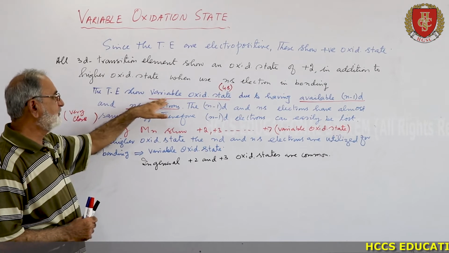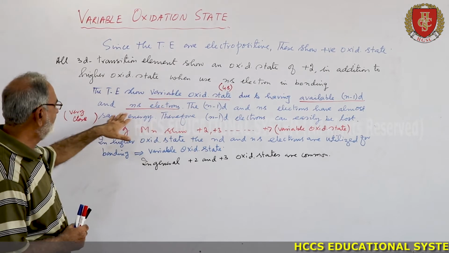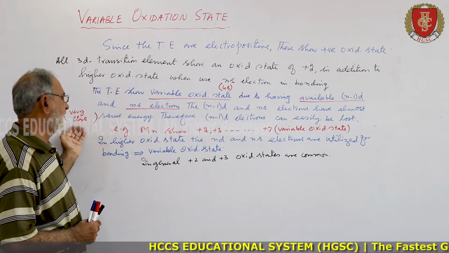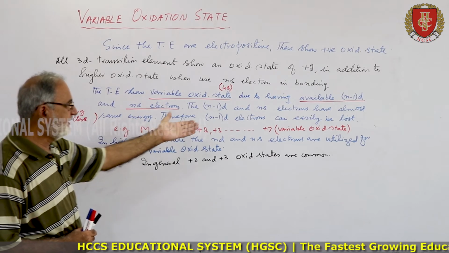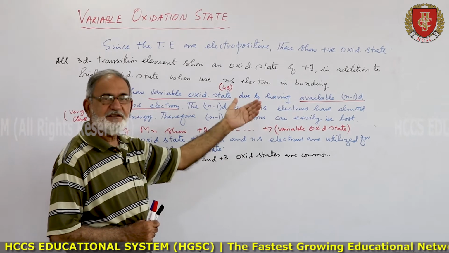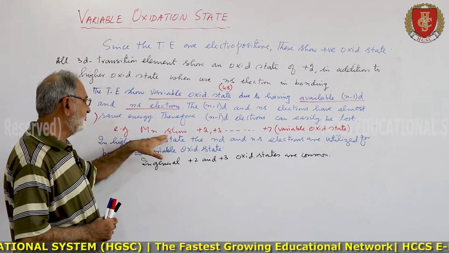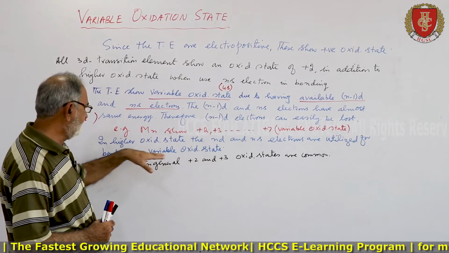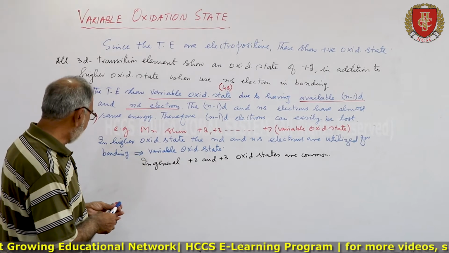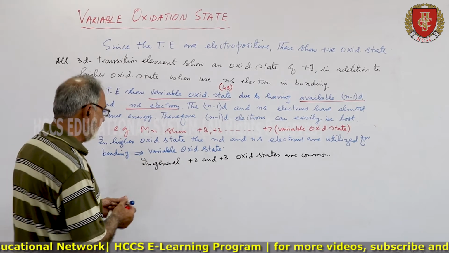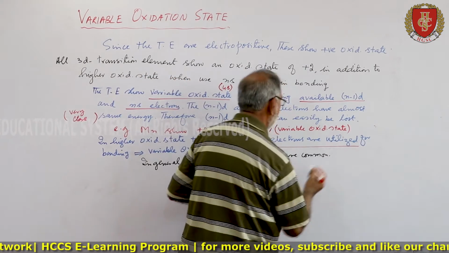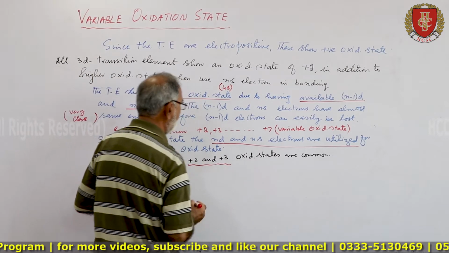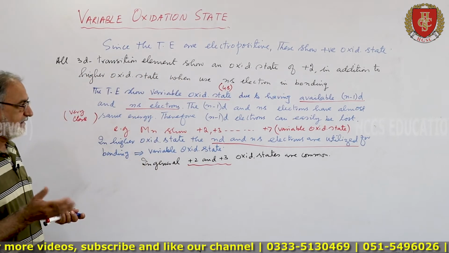The transition elements show variable oxidation states due to the availability of the ns and (n-1)d electrons. These have almost very close energy, therefore they can be easily lost for bond formation. For example, manganese shows +2, +3 up to +7 variable oxidation states. In higher oxidation states, these electrons are utilized, whereas in general the +2 and +3 are common.